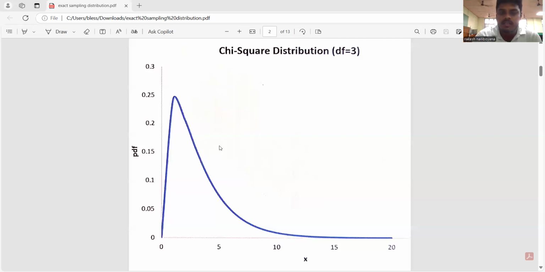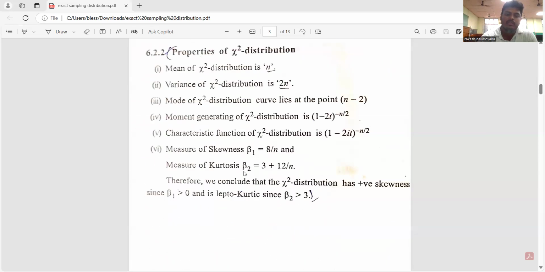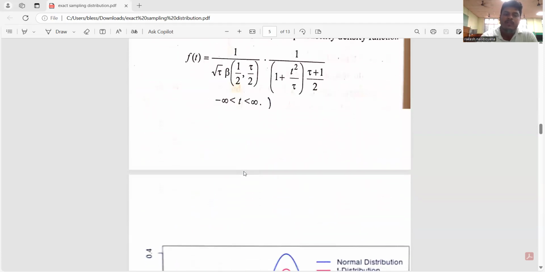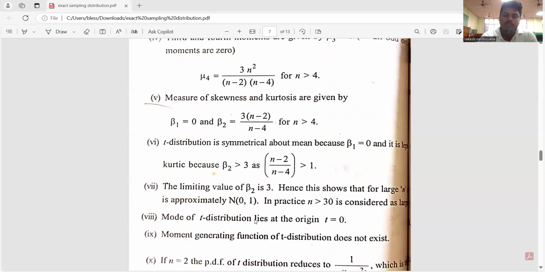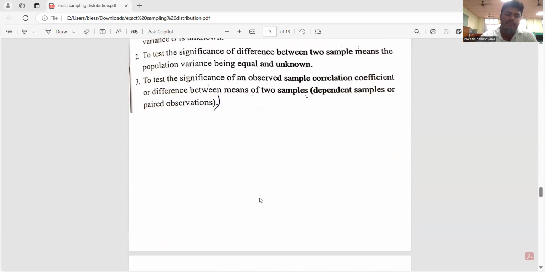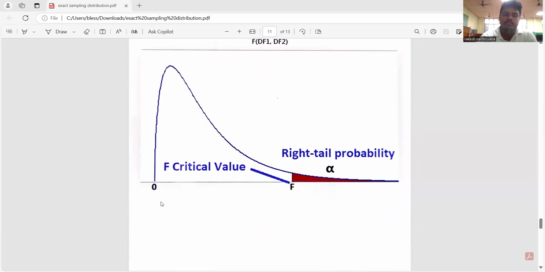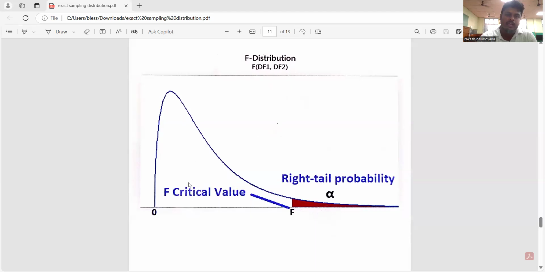the curve will also change. This curve will stretch and come close to the normal distribution. Whenever our degrees of freedom increase, the curve changes and gets close to the normal distribution. The F distribution has a similar characteristic. That is the reason the F distribution also has limits 0 to infinity, and if you increase the degrees of freedom, it also tends to the normal distribution. So these are the similarities between the chi-square distribution and the F distribution.